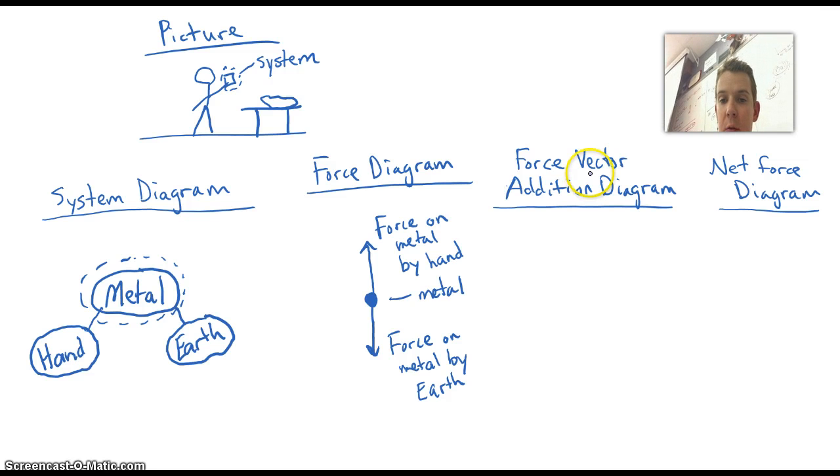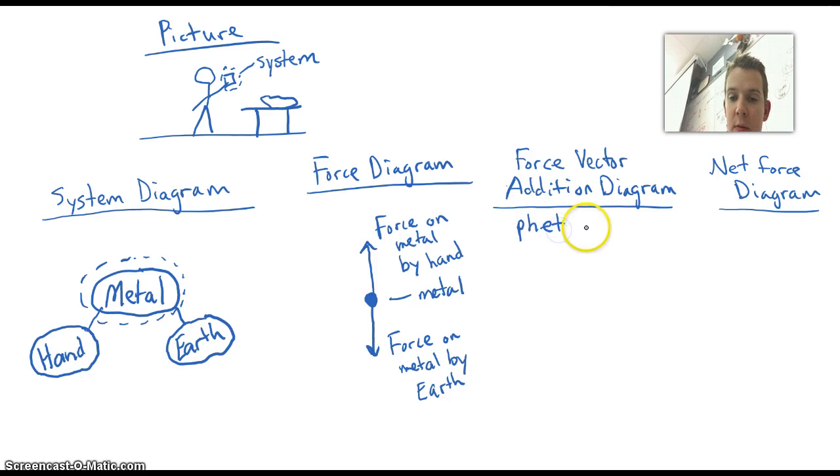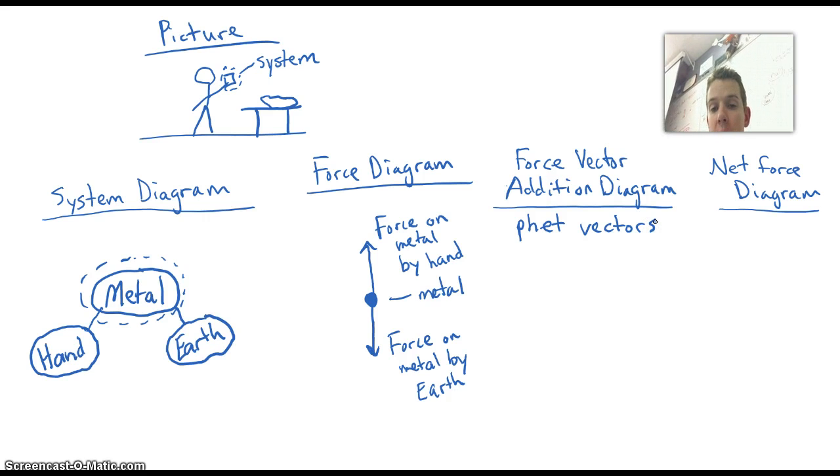The next diagram is called the force vector addition diagram. In this diagram, you add up the force vectors. And we went over this the other day in class with an applet online. It's called PHET, P-H-E-T vectors. You should look it up and run it and play with it on your computer. You can practice adding vectors together, or I can show it when you get back to class next week.